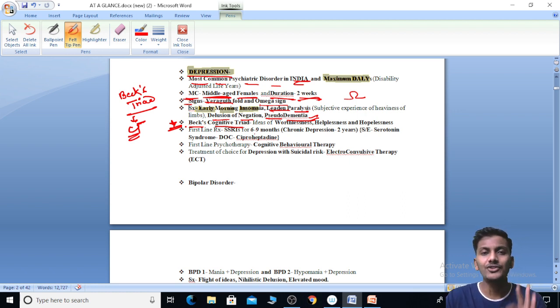What are the 3 features of Beck's cognitive triad? So please remember, first there would be ideas of worthlessness. That is, I am not good for any work, I am not worthy of anything. Second is ideas of helplessness. Nobody will help me, nobody thinks about me. And last is ideas of hopelessness.